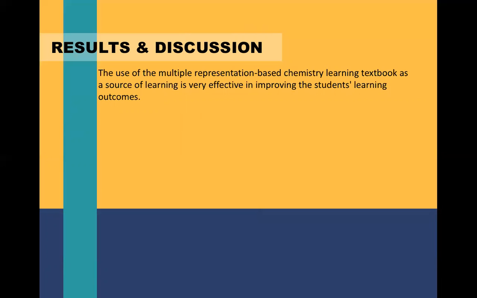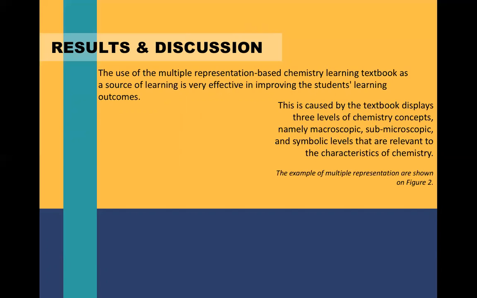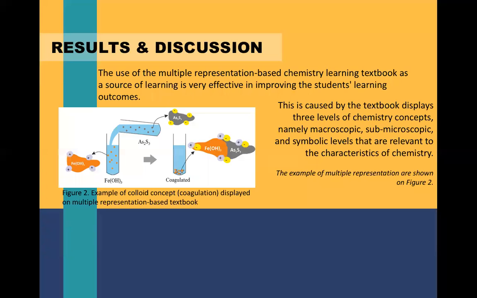The use of the multiple representation-based chemistry learning textbook as a source of learning is very effective in improving students' learning outcomes. This is caused by the textbook displaying 3 levels of chemistry concepts, namely macroscopic, submicroscopic, and symbolic levels, that are relevant to the characteristics of chemistry.